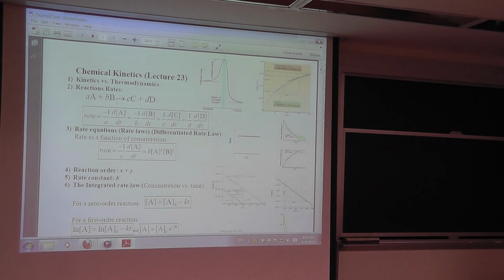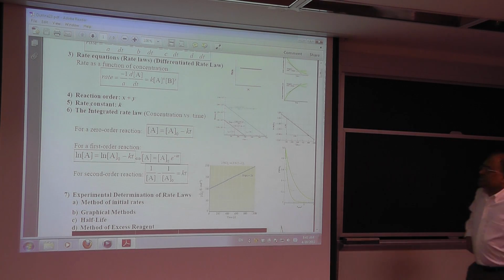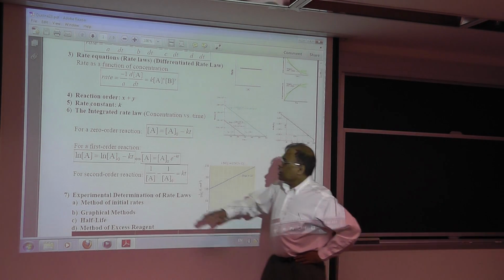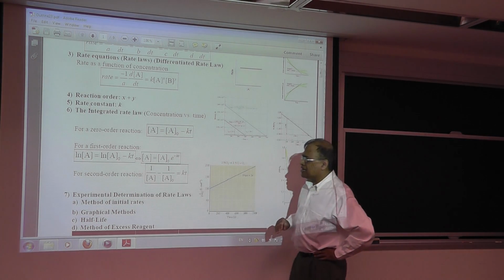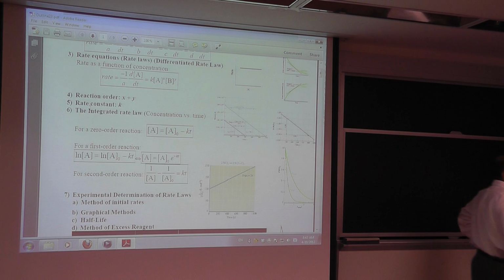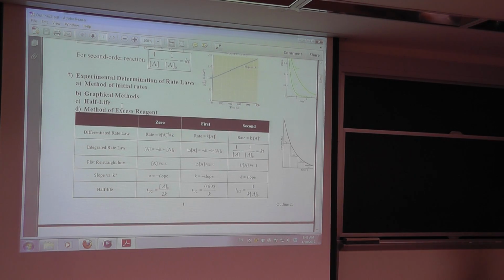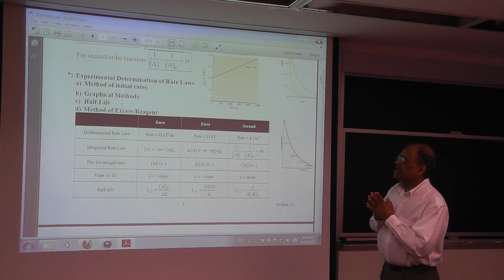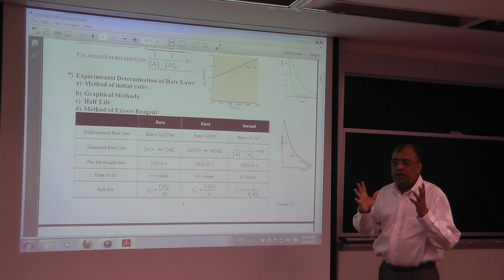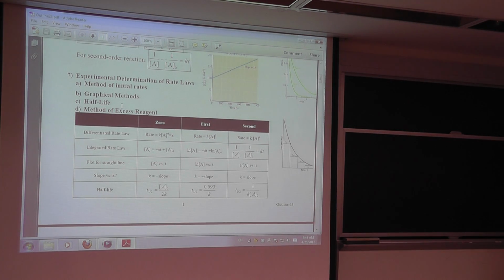And we will look at different types of reactions. We will talk about zero order reactions, first order reactions, and second order reactions. And then we will talk about experimental methods to determine rate laws. And we will talk about 4 methods that are used to study rate laws. So that's the big picture for what we're going to do today.